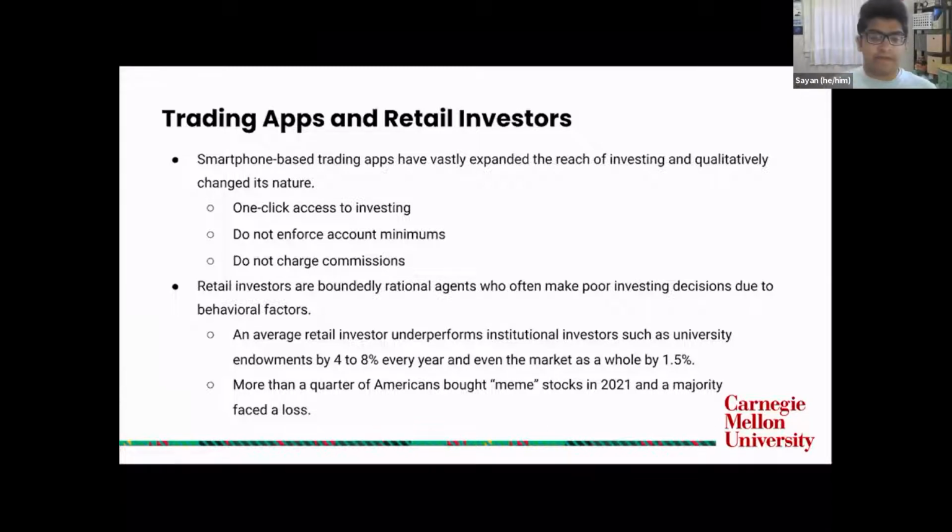I mentioned retail investors. Retail investors, by the way, are individuals like you and me who invest their own money and have no professional training in investing. We are boundedly rational agents who often make poor investment decisions due to behavioral factors. As a result, we underperform compared to hedge funds and university endowments, and are also often unable to just beat the market.